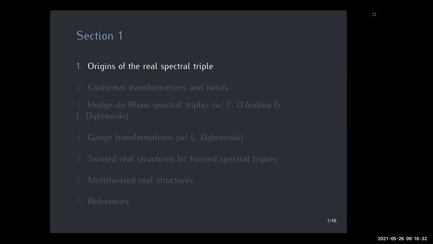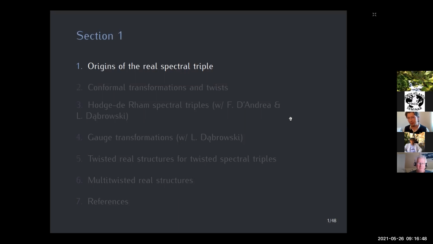Then move into motivations for weakening the definition of a real structure, twisting the definition of a real structure, if you will. Motivations coming from conformal transformations. Then I'll talk about some work on Hodge spectral triples, applications, with Francesco D'Andrea and Ludwik Dąbrowski, who are, I believe, in the audience. Then section 4 on gauge transformations, which is more work with Ludwik Dąbrowski. Then I'll talk about twisted real structures for twisted spectral triples, just to get all of the twists involved. And then lastly, multi-twisted real structures as well.